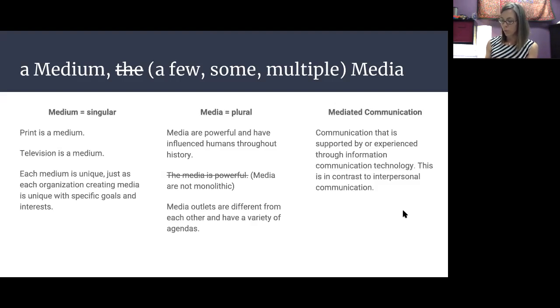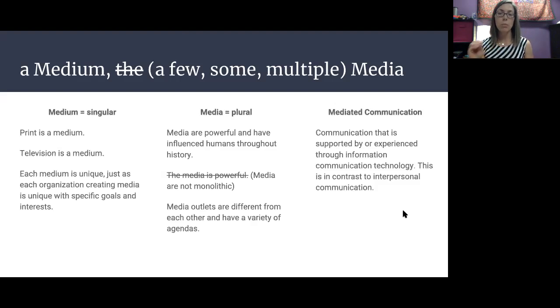I wish I had pulled out an example before I started this, but I want to emphasize that there are many mediums, or there are many media, and medium is actually our singular word. So print is one medium. Television is a medium. Facebook is one medium, and it's different than Twitter, which is a different medium. And all together, these are media. These are the media tools. These are media channels.